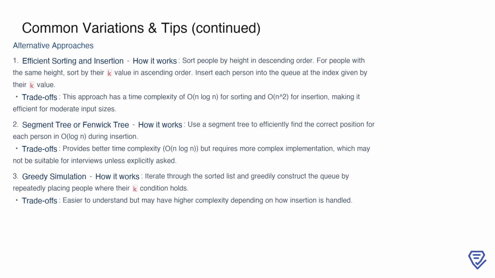Lastly, a greedy simulation approach involves iterating through the sorted list and constructing the queue by placing people in positions where their k condition holds. While this method is often easier to understand, its efficiency depends heavily on how insertion is handled, which could lead to higher complexity. Each approach has its strengths, so choose one based on the problem's constraints and the context in which you're solving it.